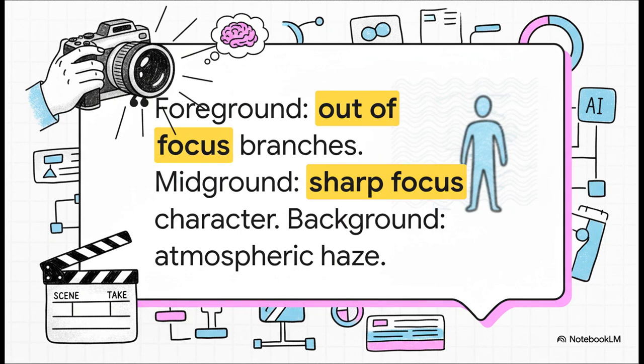It explicitly defines all 3 of those layers. You've got the tree branches in the foreground, a little bit out of focus, then the character walking in the midground in sharp focus, and finally the misty forest in the background. The AI totally gets this, and it builds an image with just incredible depth and atmosphere.